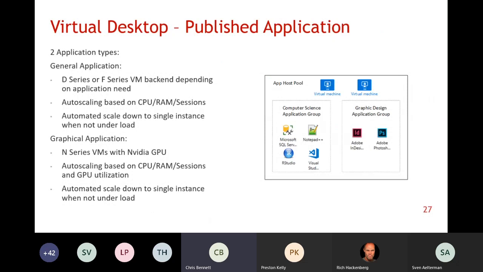So there were two types of deployment. This is an example of the published application. This is what it actually looks like for the end user when they sign into their application. Based off of the app group that we name, we assign applications to that. So now our computer science students, in this example, are going to get Visual Studio, RStudio, SSMS and Notepad++.